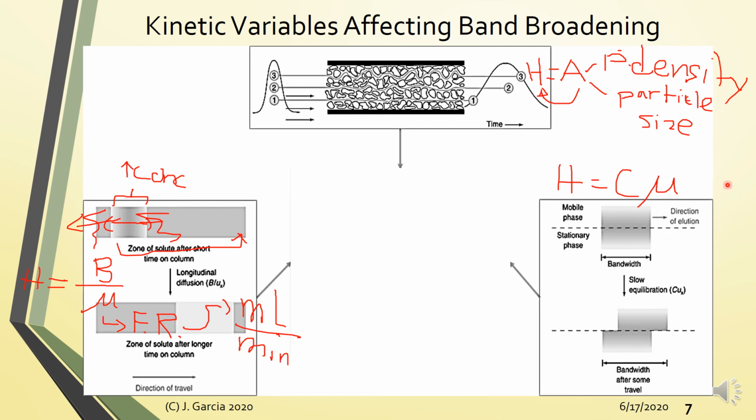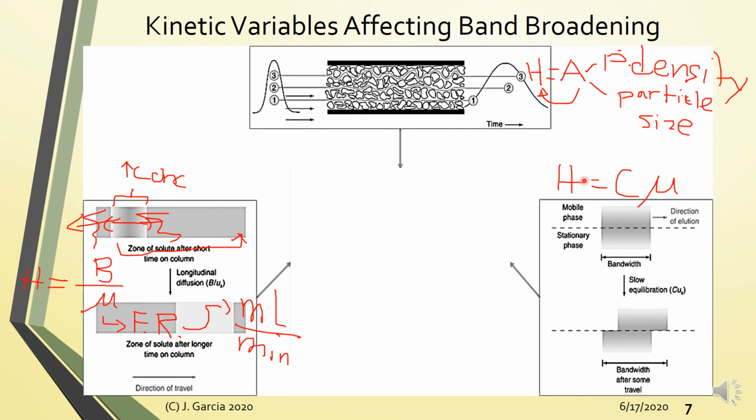So dito, sinasabi, the lower your flow rate, the lower your theoretical plate height. Okay? Because you are giving your solute molecule enough time to equilibrate between the two phases. But if you speed up the flow rate, you will get higher theoretical plate height, no? Because you are not giving your molecules enough time to undergo equilibration.